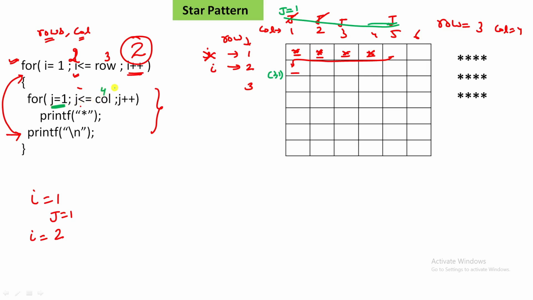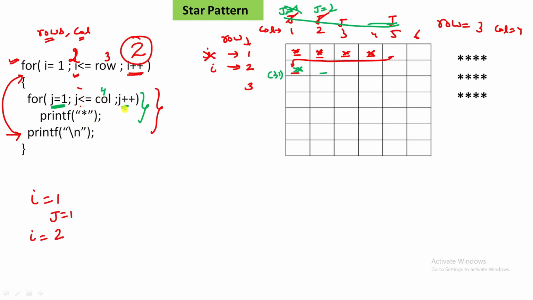And let's say if the column limit is 4, this will again execute 4 times. 1 less than 4, print star. Then my cursor will go here. Then j plus plus. Then j is my 2. 2 less than 4, then star.